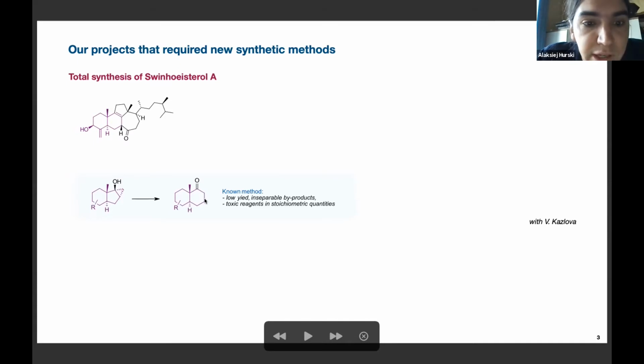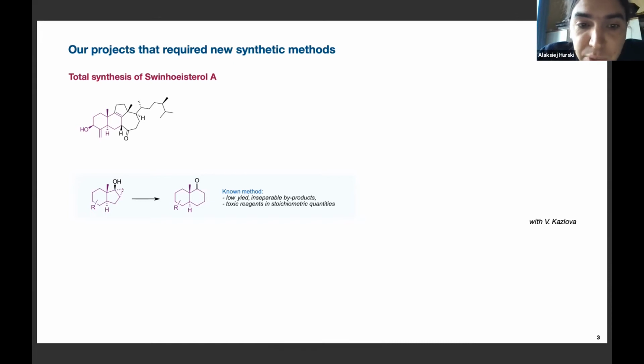This kind of reaction was known, but according to the described procedure, the outcome of the reaction was not as good as expected. The reaction proceeded in low yield, inseparable byproducts formed, and moreover, toxic reagents in stoichiometric quantities were required to carry out this transformation.